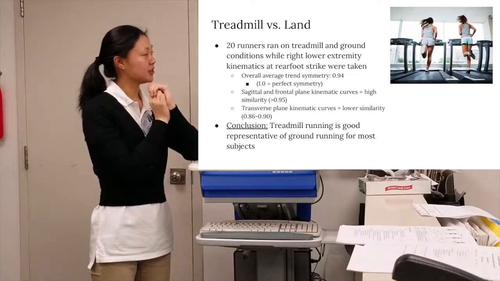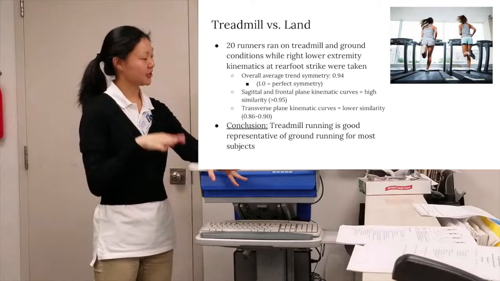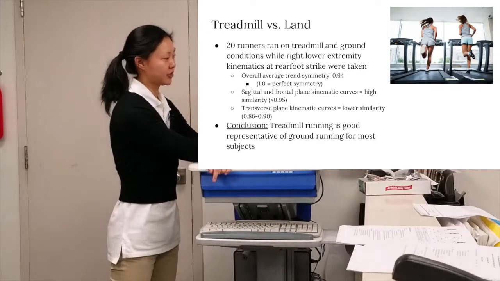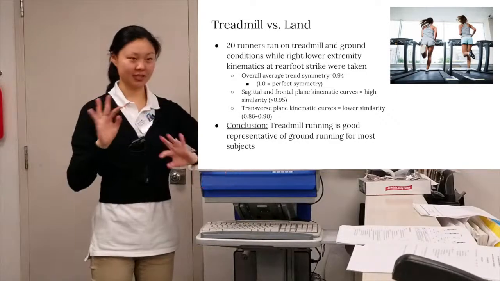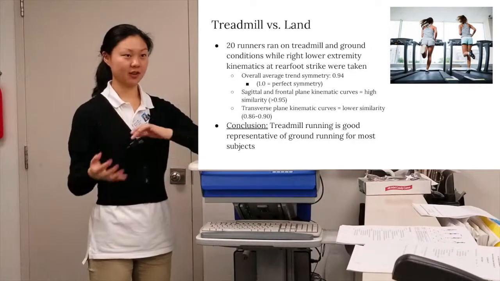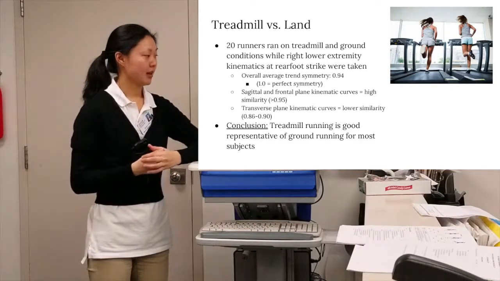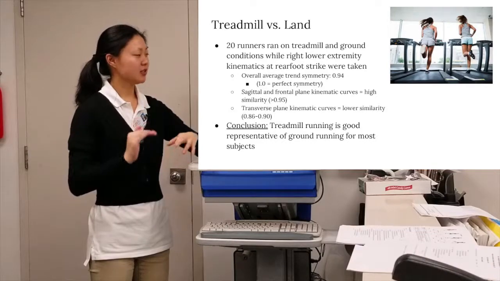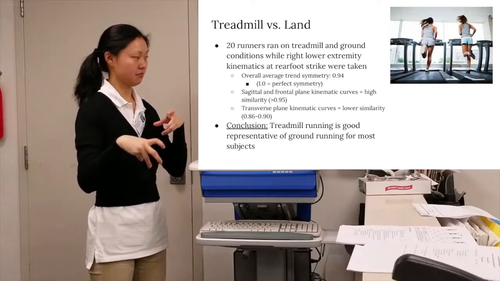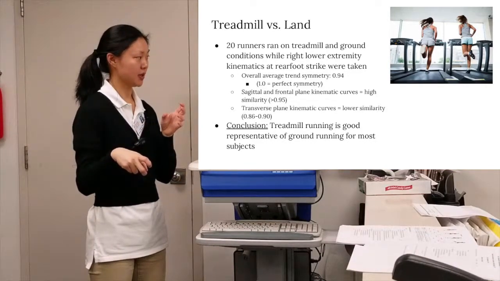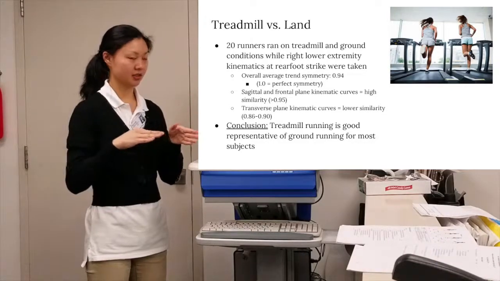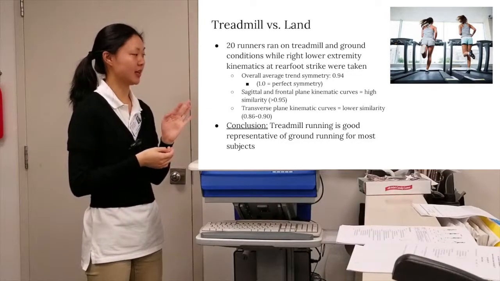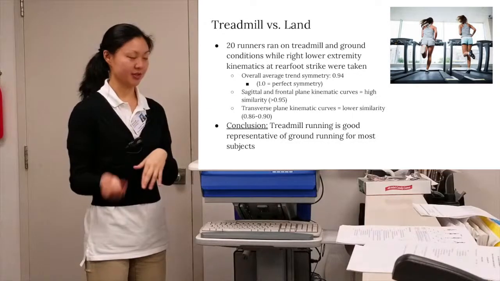They compared 20 runners who ran on the treadmill versus the ground, and they found that the overall symmetry was 0.94, where perfect symmetry is 1.0. So overall, it was pretty much the same. The biggest differences, I didn't look too much into it, but the transverse plane movements were different between the treadmill and land running. But overall, the conclusion was that treadmill running is a good representation of ground running.